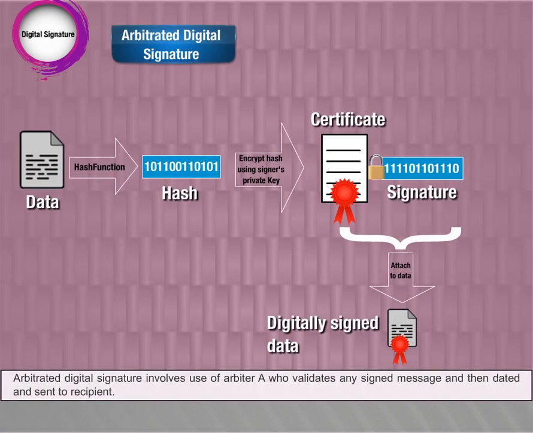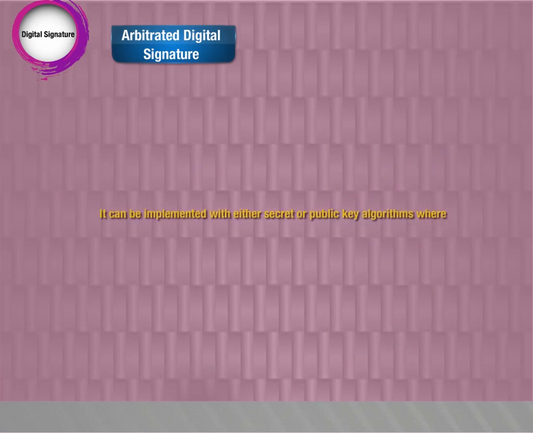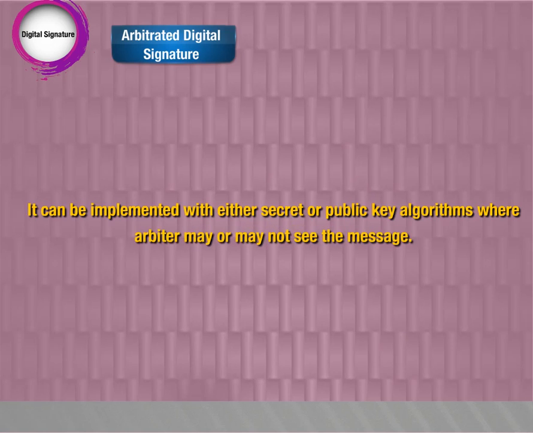Arbitrated digital signature. Arbitrated digital signature involves the use of an arbiter A who validates any signed message, then dates it and sends it to the recipient. This digital signature requires a suitable level of trust in arbiter A. It can be implemented with either secret or public key algorithms, where the arbiter may or may not see the message.